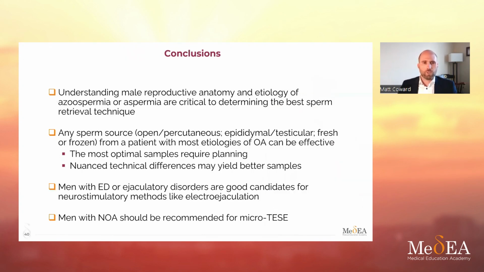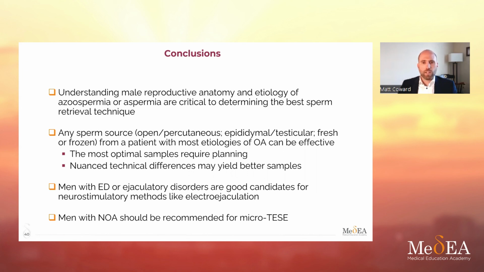So in conclusion for this talk, understanding male reproductive anatomy and etiology of azoospermia or aspermia are critical to determining the best sperm retrieval technique. Any sperm source, and that includes open or percutaneous or epididymal versus testicular or fresh or frozen, which I didn't go into, from a patient with most etiologies of obstructive azoospermia can be effective. However, the most optimal samples actually require planning and understanding of the anatomy.